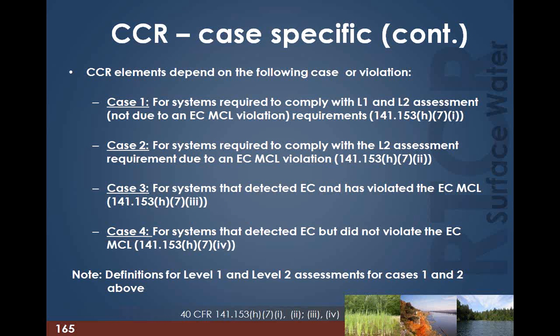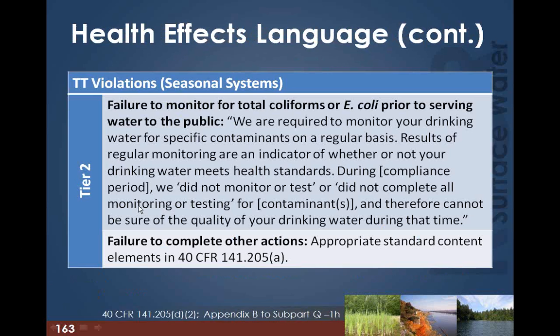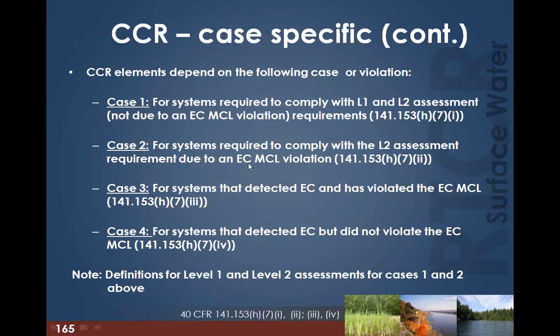So case 1, this system is required to comply with a Level 1 or Level 2 assessment and it's not due to an E. coli MCL violation. Case 2, apologize, Case 2 is a system that's required to comply with a Level 2 assessment due to an E. coli MCL violation. Case 3 is for systems that detected E. coli and violated the E. coli MCL. Case 4 are for systems that found E. coli but did not violate the E. coli MCL.